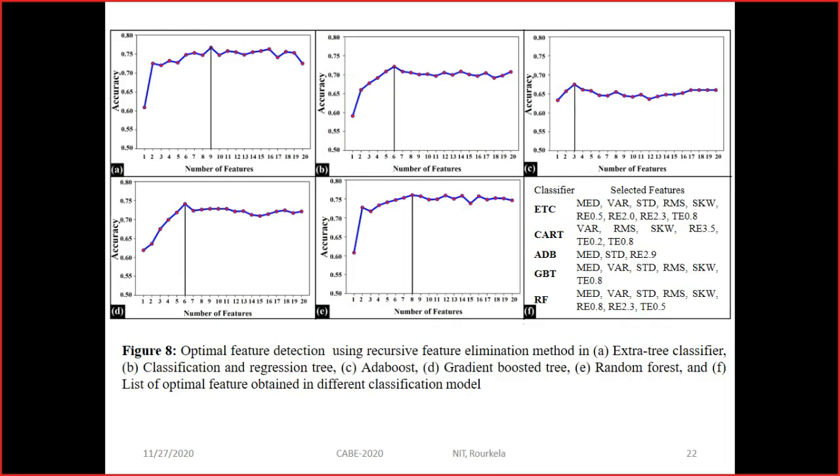Here, since we have determined the optimal feature sets by the recursive feature elimination method, we have found that at different levels we had a different number of features, and those values have been mentioned over here. The first one, ETC, had 9 features. The second one, CART, had 6 features. The third one, ADB, had only 3 important features, and likewise. All these values have been tabulated.